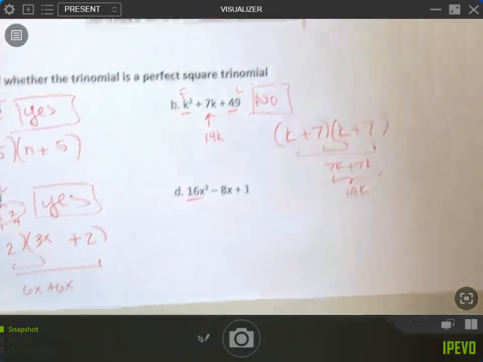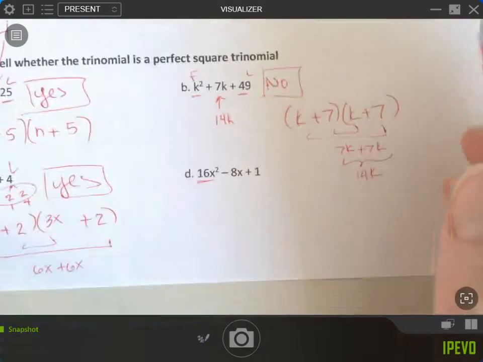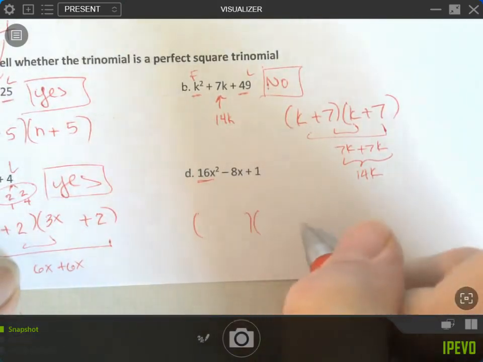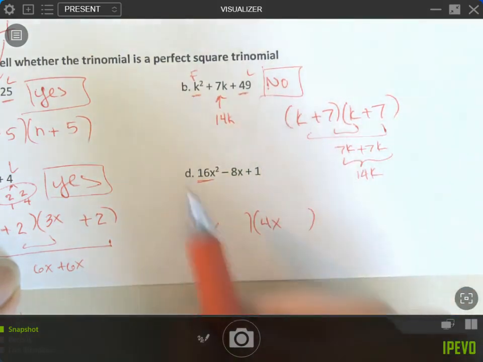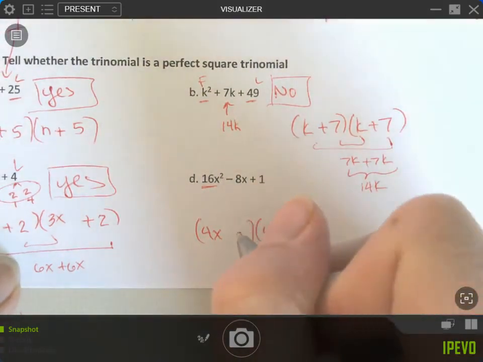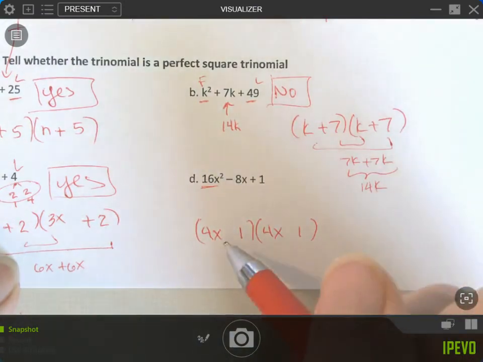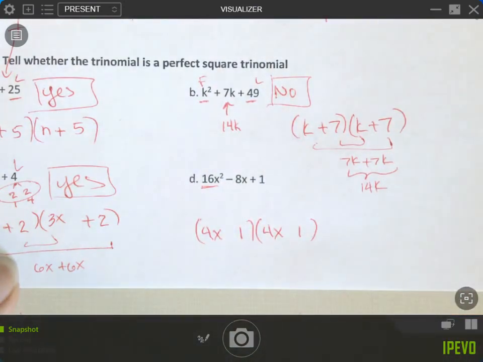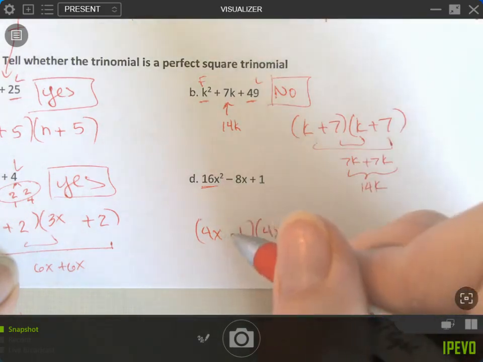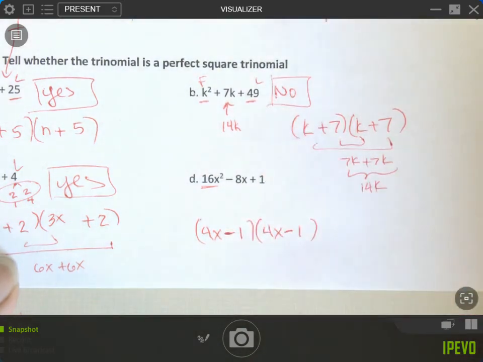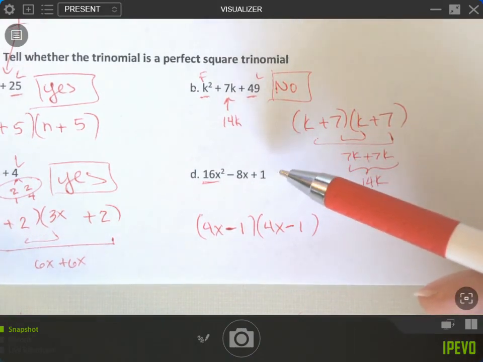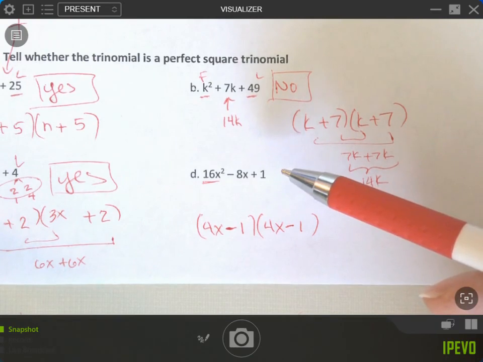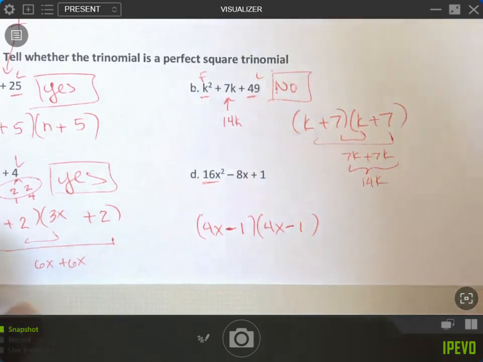Is the middle double the product of the roots? Well, let's check it out. 4x, I don't know why you guys are such non-believers. 4x times 4x is 16x squared. Now, what's going to give me 1? 1 times 1. Do I want plus plus or minus minus? I want minus minus. So here's the deal, guys. My last number always has to be positive. Negative 4 is not a perfect square because it's not something times itself. That's negative 2 times 2. But this works.